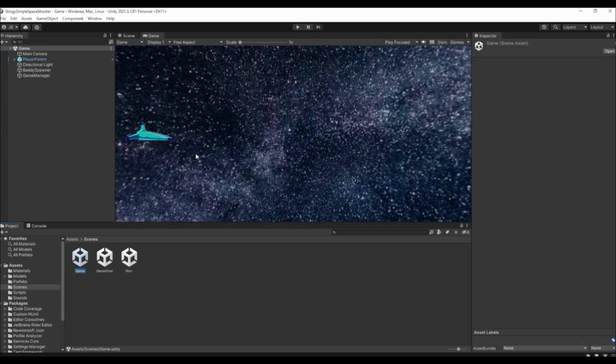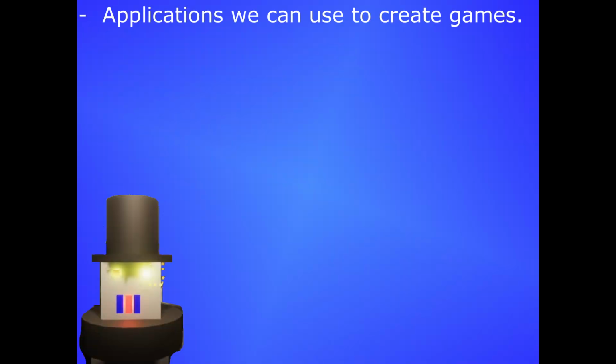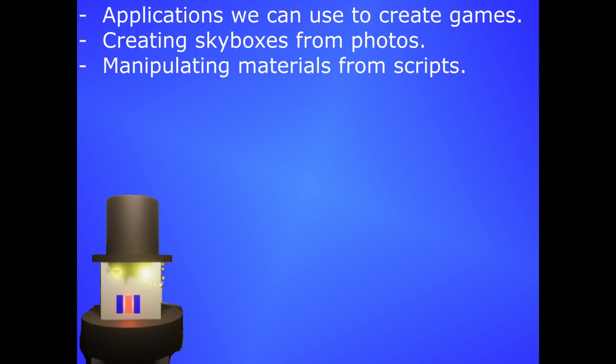But now I just want to really quickly review all the things we've learned over the course of these tutorials. So in our first tutorial, we learned about the different programs we're going to use while creating games. In our second tutorial, we learned where we can grab different background photos and how to create skyboxes from those panoramic photos, and then also how to manipulate material properties from a script to create a scrolling background effect.